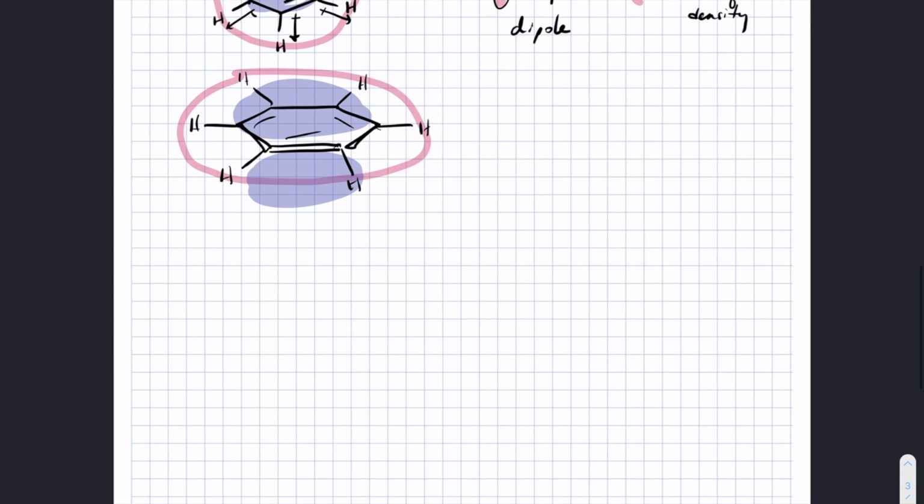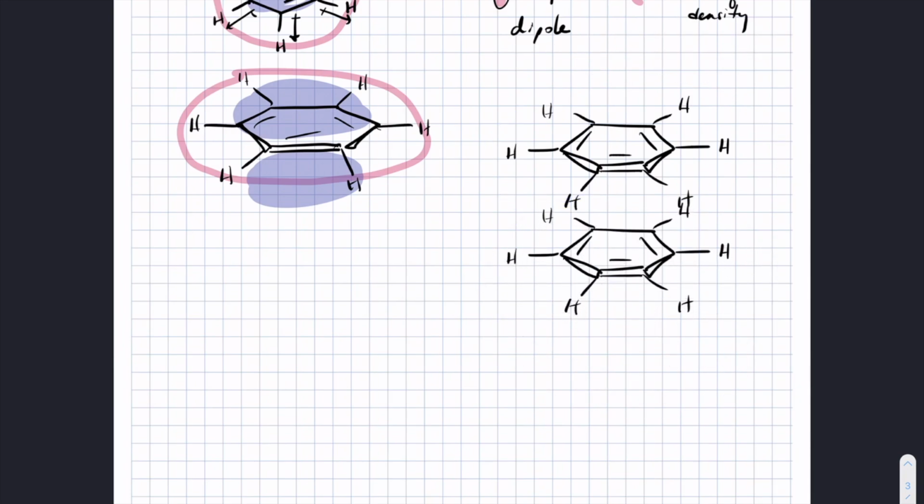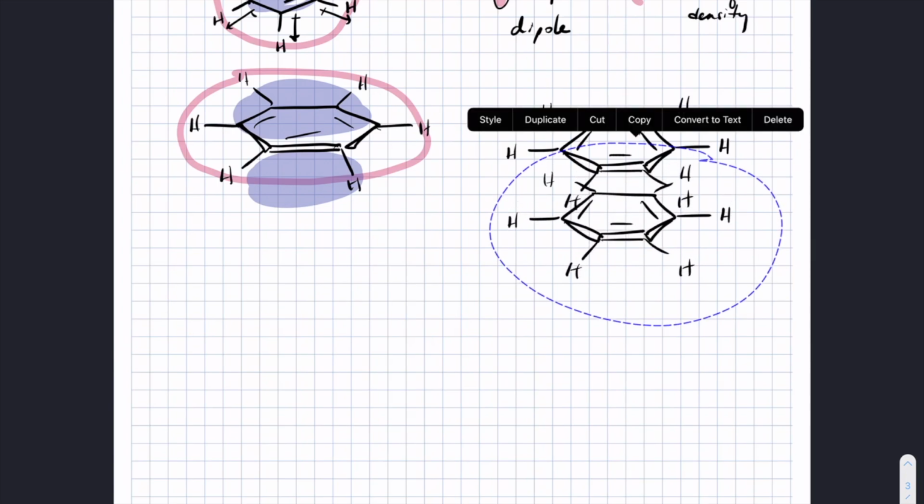So, what do you think about benzene interacting with itself? I will redraw benzene on its side, and then I will copy and paste to get another benzene, and then we'll do some low-tech animation to get an idea of how benzene molecules might interact with themselves. So, here we go. What do you think about a direct parallel stack? What's wrong with that? Repulsion, right? You're bringing the electron poor portions together and the electron rich portions together.